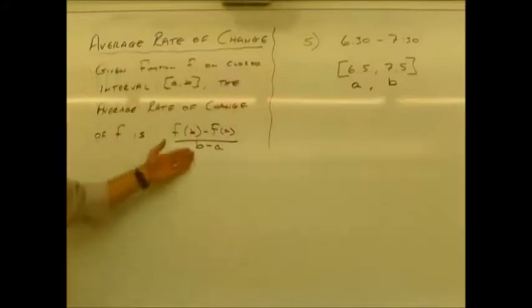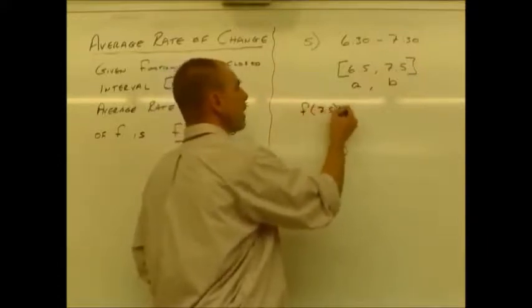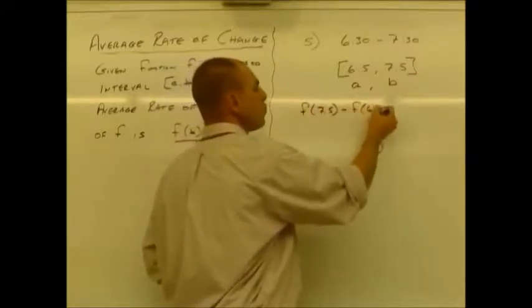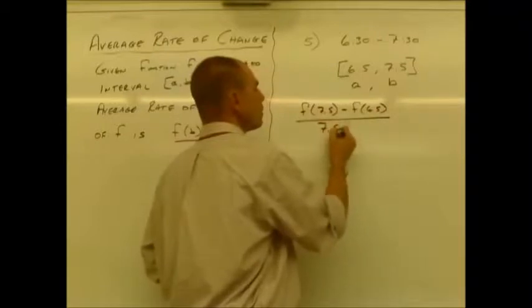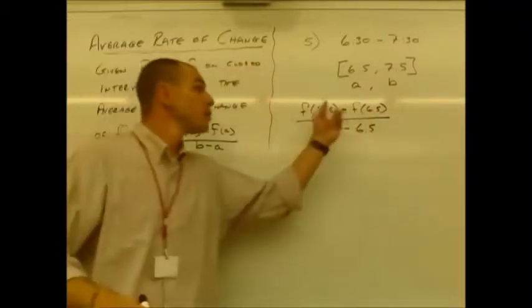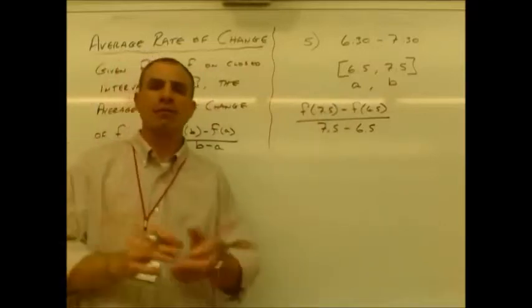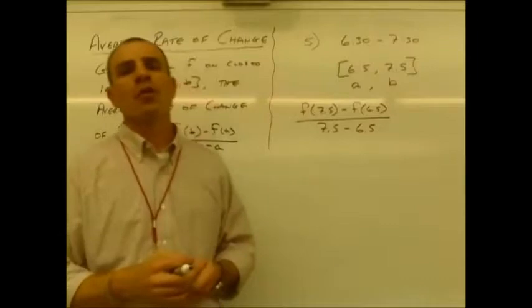So if we put this into our average rate of change formula, we're looking for f of 7.5 minus f of 6.5 over 7.5 minus 6.5. And we have to grab the two values in the numerator from the graph itself. So that's why you have it in front of you as you're working this video. So we can look at the graph.